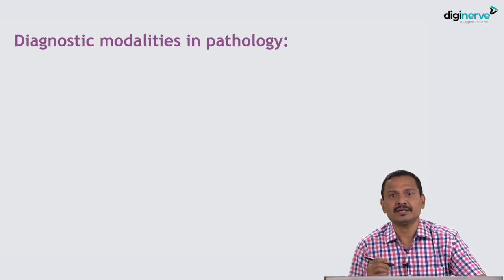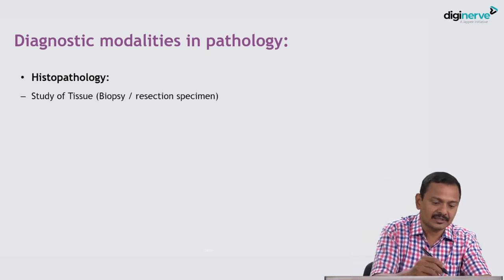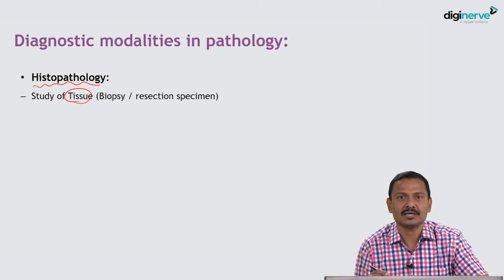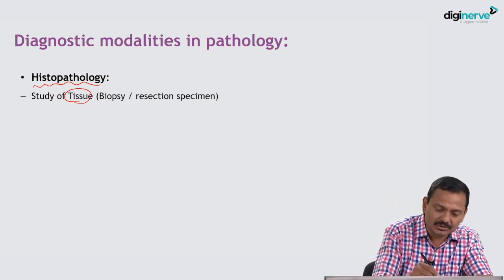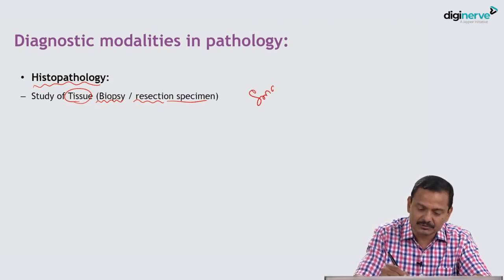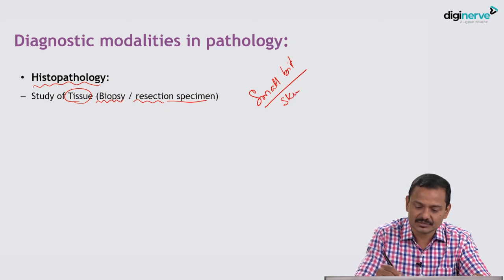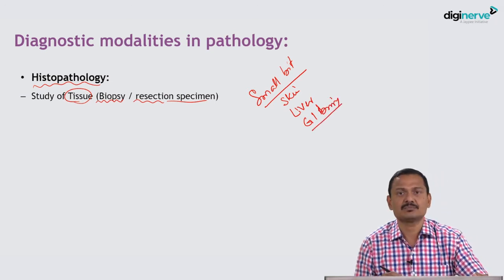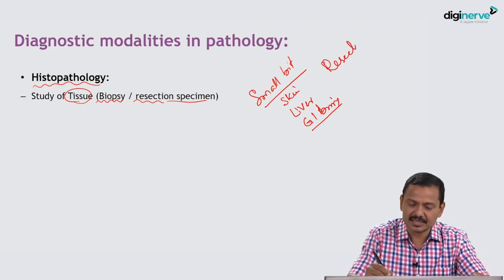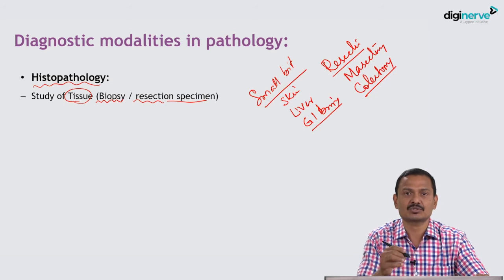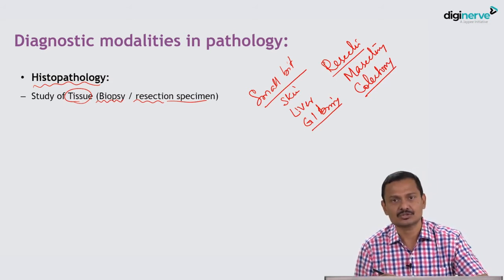Now, I have told there are different diagnostic modalities in pathology. The first one is histopathology. The name itself is enough. Histo means tissue and study of tissue is called histopathology. And what do we get in histopathology? We may get a biopsy specimen or we may get a resection specimen. Biopsy means a small bit of tissue, okay? Small bit like skin. You can get a liver biopsy, you can get a GI biopsy. So, these are small bits, they are called small biopsies, or you can get resection specimens like mastectomy, which is the total removal of breast tissue, then you can have colectomy, removal of colon because of certain tumor. So, that is about small bit and large bit resection which we study in histopathology.